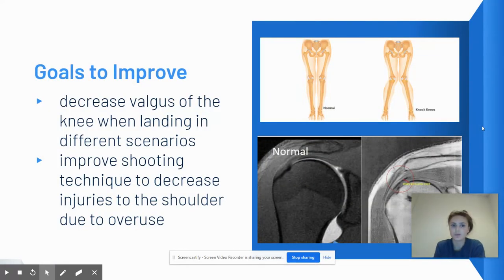My goals to improve in this project were to decrease the valgus of her knees when landing in different scenarios, such as when landing from shooting, during gameplay, and also rebounding, because those are the most common areas where knees tend to go in. Valgus is when you land and your knees go in, and that's very, very unstable for your knees, and that causes a lot of issues. And then also to improve her shooting technique, because a lot of shoulder injuries to the rotator cuff happen because of overuse and incorrect shooting form.